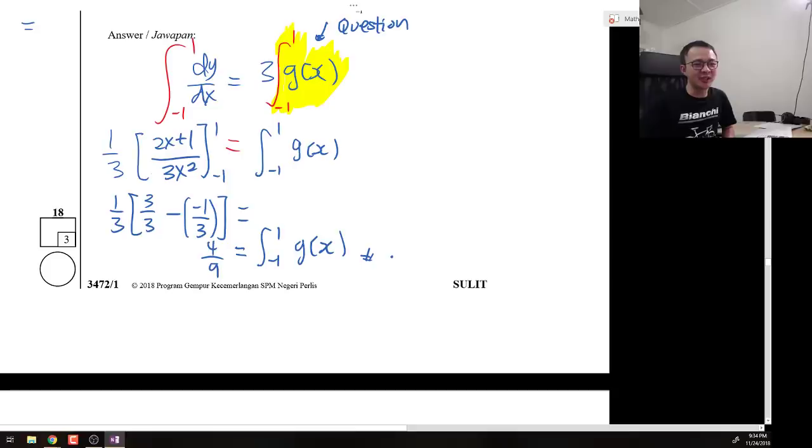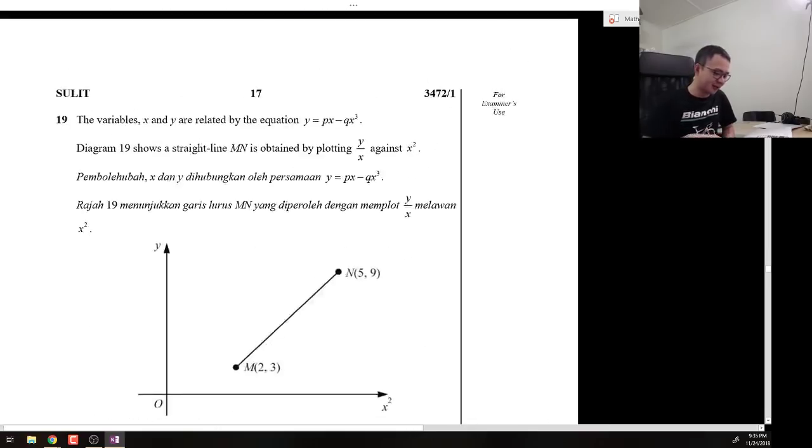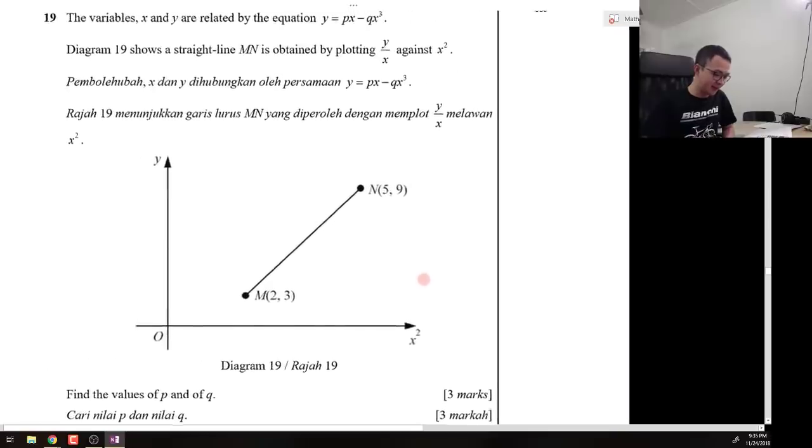Did you use the dy dx to integrate? No, we never do integration in this kind of question. So the y is the original function y, yes, it is. Alright, question 19 here, linear law.